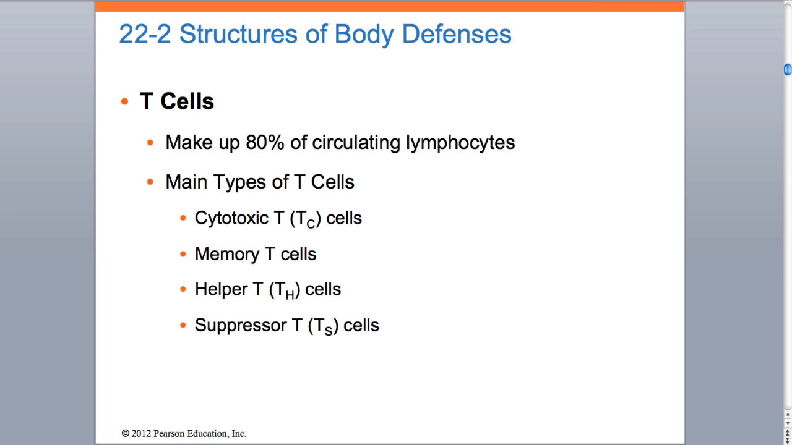T cells. They make up most of the circulating lymphocytes, 80%. They come in different forms. Each of these forms that you see here, we're going to describe each one. The cytotoxic cells, their job is not to comfort the cell, to help the cell along, to redo the cell. No, their job is to kill the cell. So cytotoxic cells are those killer cells that we typically call that destroy the cell.